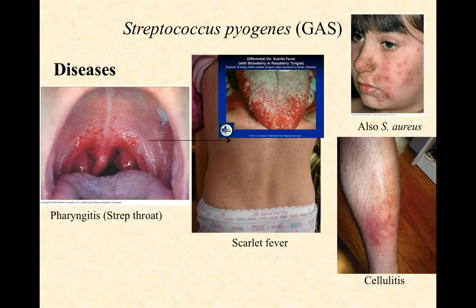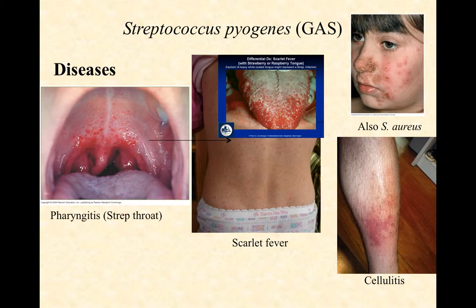Now, strawberry tongue alone, without the rash and without any history of strep throat, could be a variety of things, including thrush, which is a yeast infection. But if you see that strawberry tongue, and you also see the scarlet fever looking rash on the back, and there's a history of some sort of acute pharyngitis, whether or not it was diagnosed as strep throat, you should suspect that what you're looking at is scarlet fever.